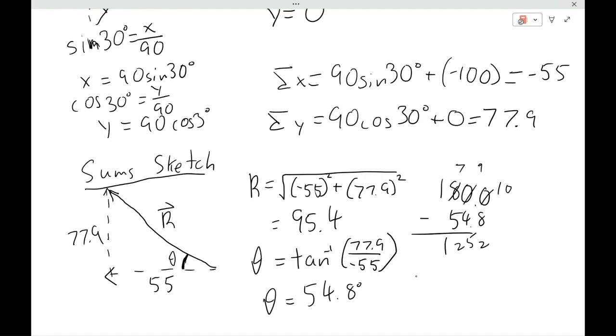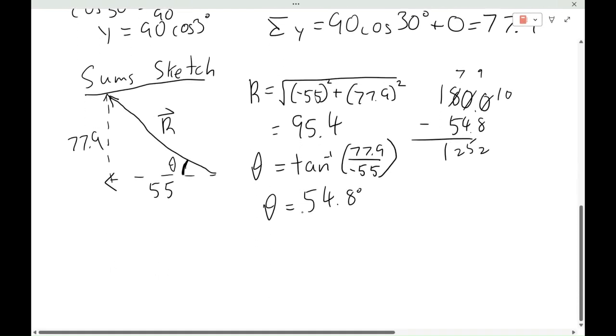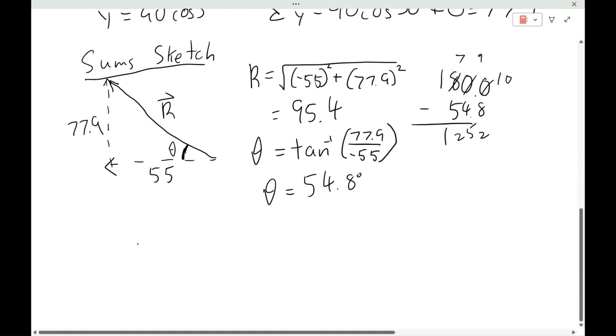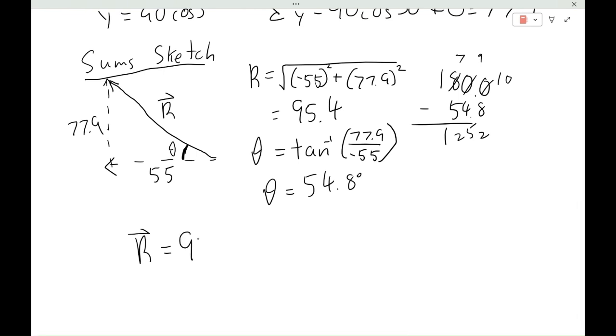And then when we are writing the answer, we'd have to write it as R with the half arrow on top equals 95.4, which we got here. And do not forget the units, which is meters, at 125.2 degrees. Since it's a vector, we need to find the direction as well.